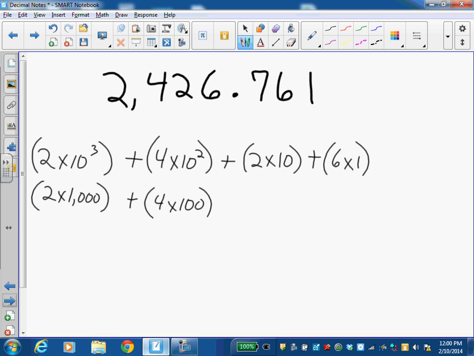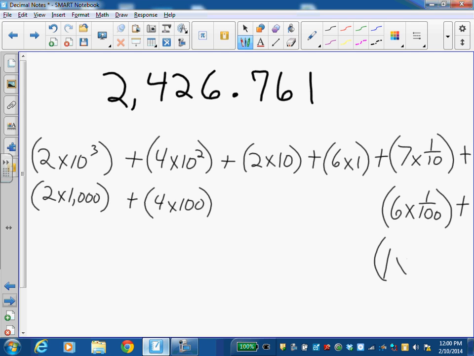And then when I get here, my 7 is in the tenths place, so that's 1/10. I'll just put this down here. My 6 is in the hundredths place, so that's times 1/100. And then the 1 is in the thousandths place, so it's over 1,000.